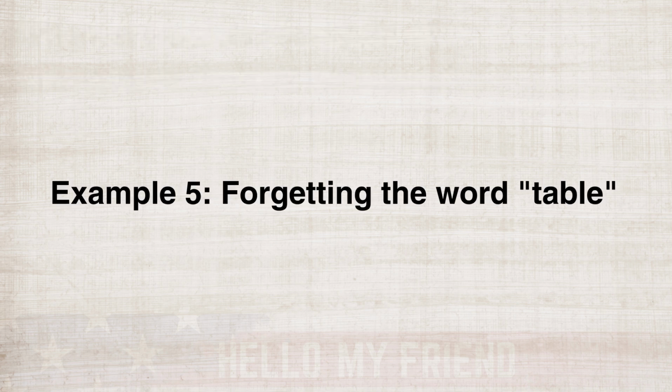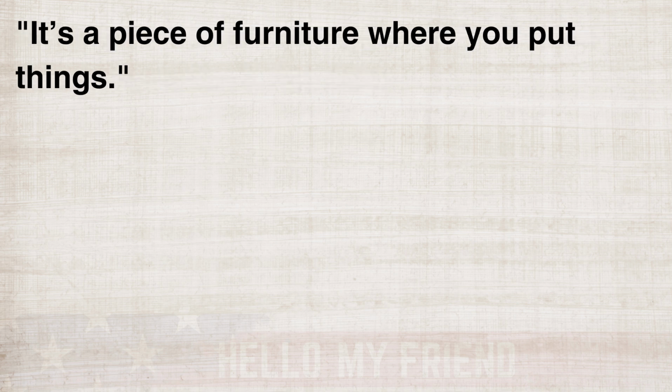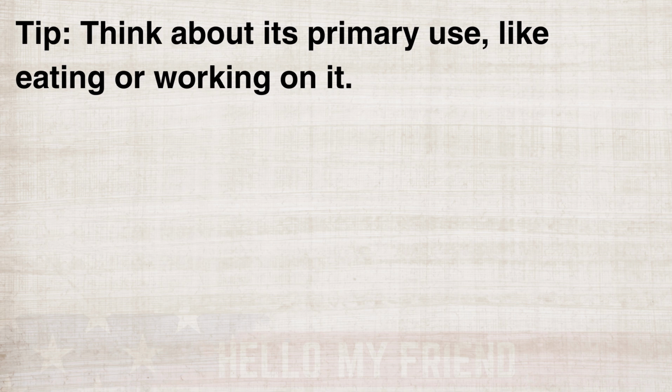Example 5. Forgetting the word table. If the word table disappears from your mind, describe it like this. It's a piece of furniture where you put things. Or, it's something you eat on or work on. It has a flat surface. Tip: think about its primary use, like eating or working on it.